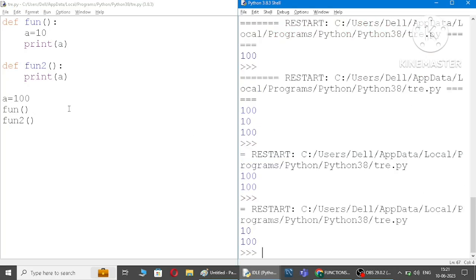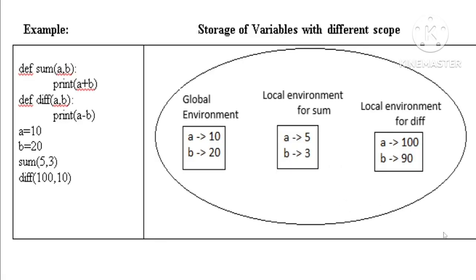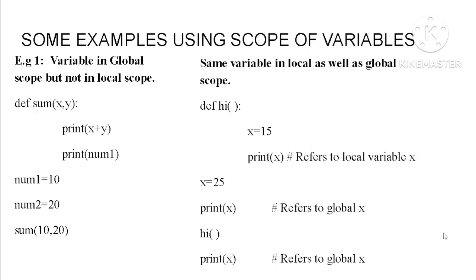See, in the first program, 10 is the local value. In the second one, the function, 100 is the global value because local is not available. Hope you understood the concept of local and global variables. So this is an example of a variable in global scope but not in local. I am trying to print num1 inside a function, but it will not cause any error. It will consider this num1 from the global one.